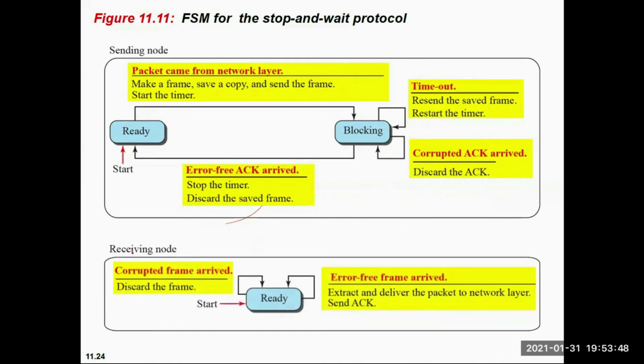At the receiver side, there may be two cases. If a corrupted frame arrives, the receiver will discard that frame. If an error-free frame arrives, it will extract and deliver the packet to the network layer and send an acknowledgement. This acknowledgement case we have already seen at the sender side.